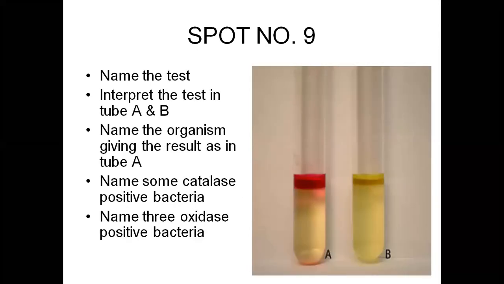Name the test. This is the indole test. Interpret the test in tube A and B. This is a liquid medium. This is peptone water, and the name of the test is the indole test. In this case, there is formation of a ring in both negative and positive. So make it very clear that there is ring formation in both the cases.